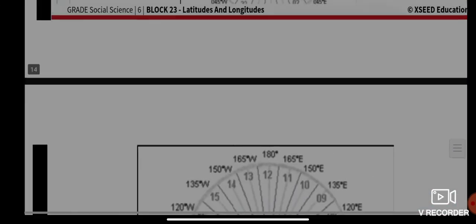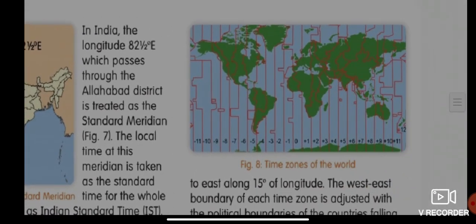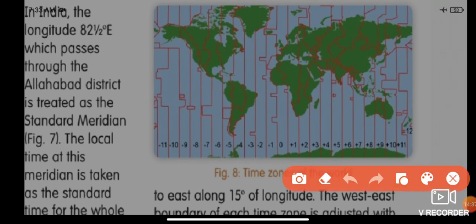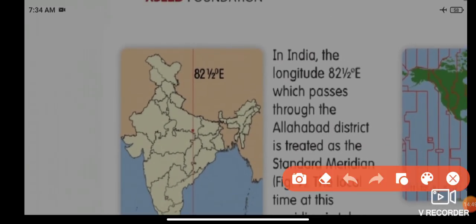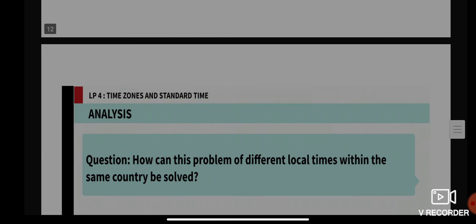Let me show you a picture of how the standard meridian is maintained in India. Talking about this figure 8, it passes through Allahabad district in India, and it divides India into two equal halves. So the standard meridian of India is 82.5 degrees east, where it passes through Allahabad here, and it divides India into two equal halves. I hope you got it.